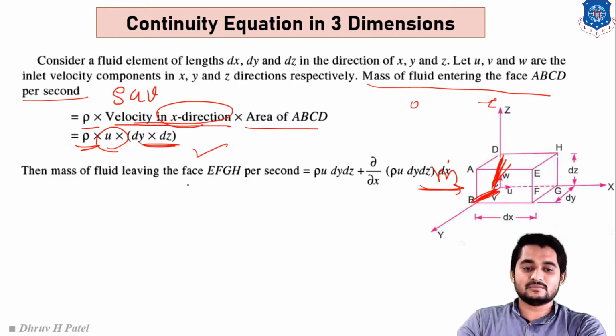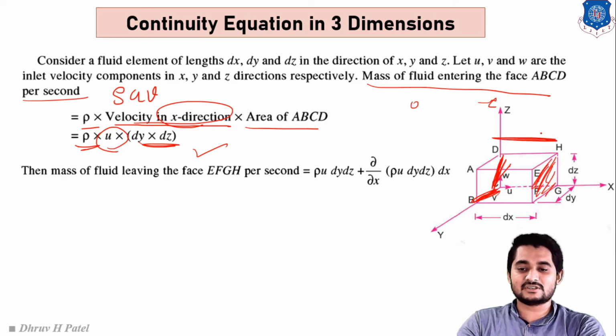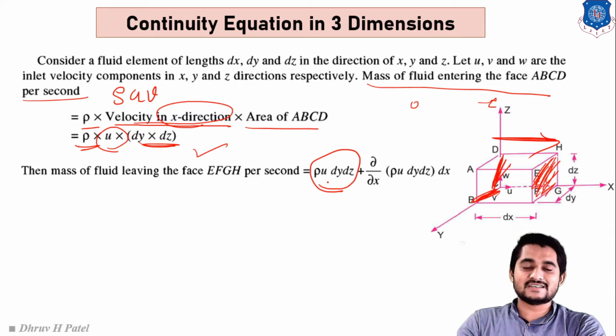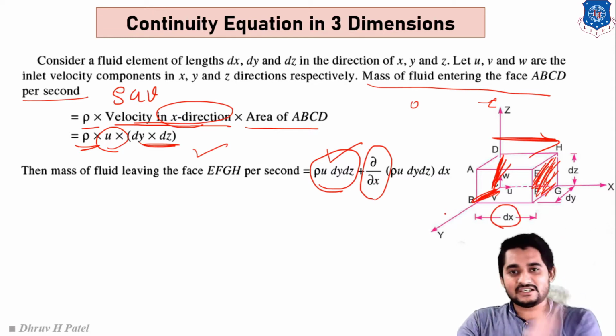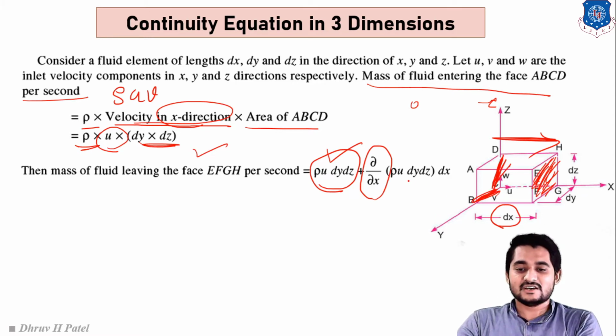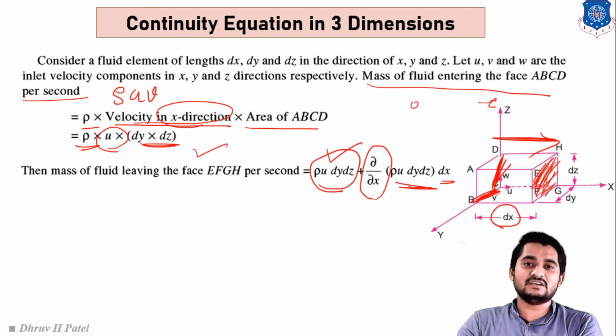Next one is mass of fluid or mass flow rate leaving from the EFGH. Here we are talking about the x direction. Remember this x direction flow. So EFGH. So this amount of mass is entering from the ABCD, so it is as it is rho u dy dz, and there is some gain in the mass with respect to x. So that will be del by del x, that means little gain with respect to dx, that means little gain with respect to x direction.